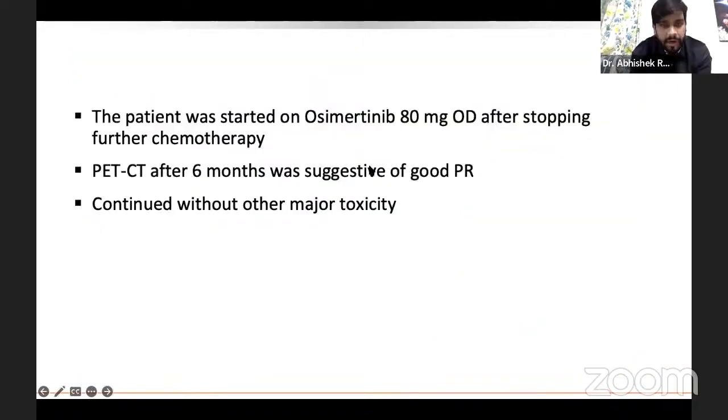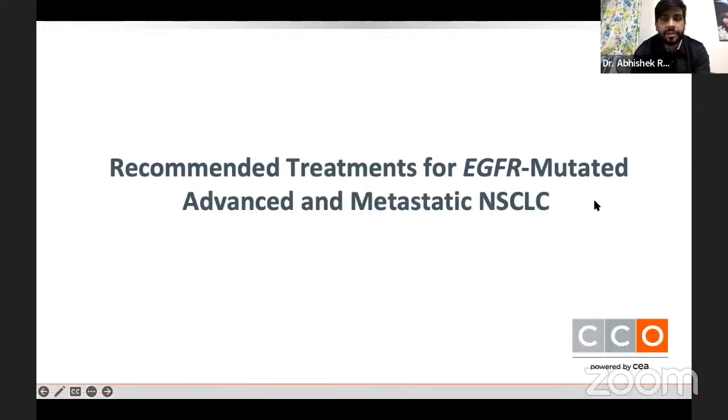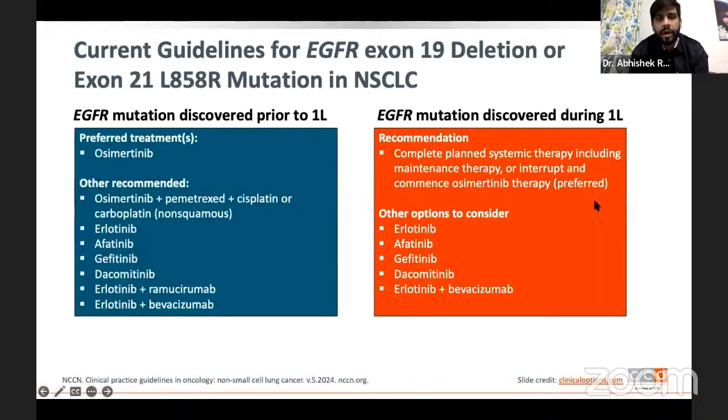I'll skip this. So this patient was started on osimertinib 80 mg OD after stopping further chemotherapy. After 6 months, PET-CT was suggestive of good PR. She was continued without any major toxicity. So this is what the treatment guidelines are.